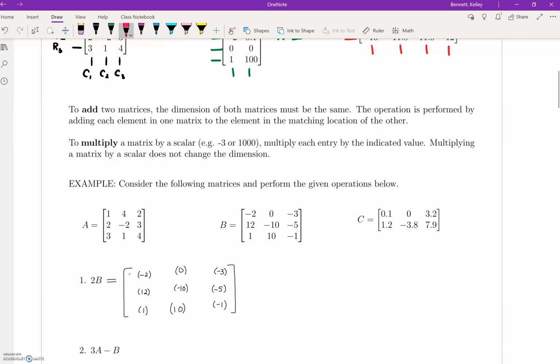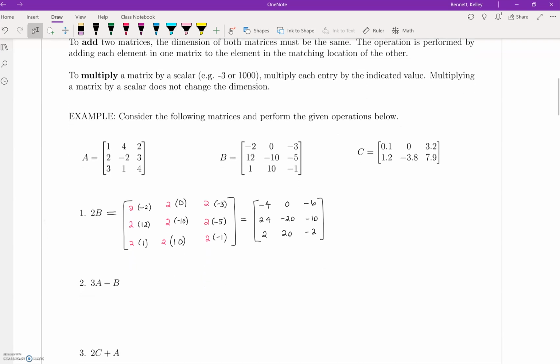So it's going to be 2 times -2, 2 times 0, 2 times -3. All of these 2's get sent flying everywhere. My resulting matrix then is going to be 2 times -2, which is -4. Then going across in my row, 2 times 0 is 0. And I get -6, and then I'll get 24, -20, -10, and my last row I'll have 2, 20, -2.